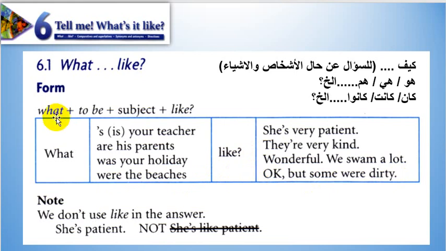So the formula what plus verb to be plus subject plus like is used to ask about people and things. Note: we don't use like in the answer. When the question is what is your teacher like, we don't use she's like patient. We only say she is patient, okay?